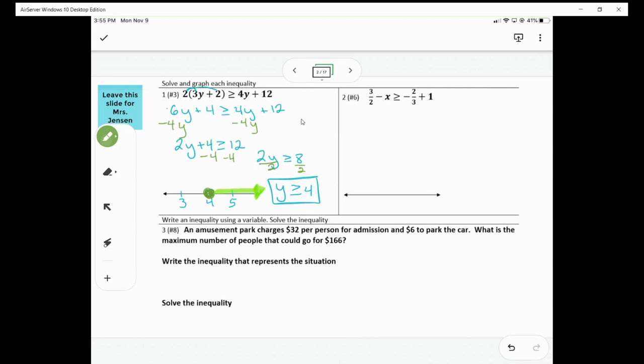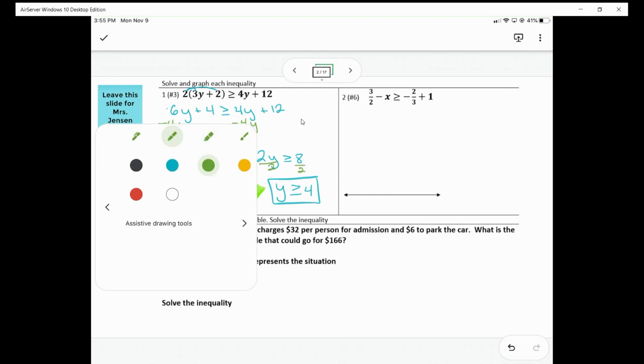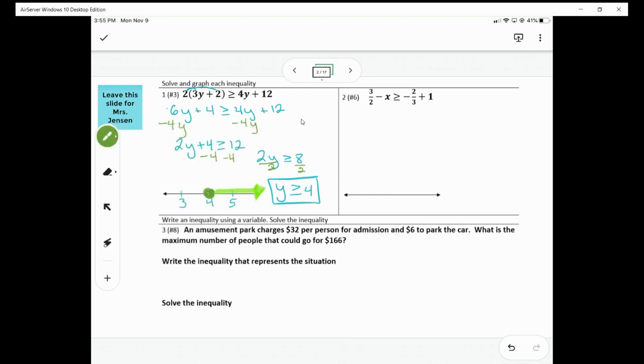For number 2, we're going to eliminate the fractions by first multiplying each term by the least common multiple of the denominators. The LCM of the denominators of 2 and 3 is 6. Now make sure we multiply every term by 6. So it's helpful to write it out how I just did, so to make sure you don't leave any of the terms out.